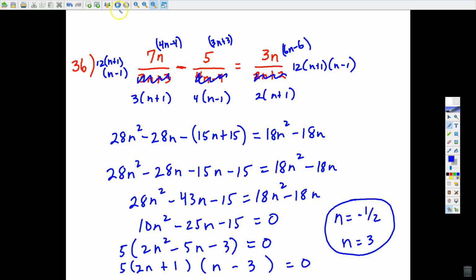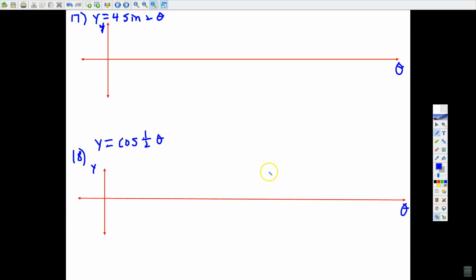I think the problems I forgot, I need to go back and do the graph, so I will do that now. Okay, I jumped over numbers 17 and 18, so we'll wrap it up with these two graphs. First of all, we're supposed to find the amplitude and the period, so let's do that real fast. The amplitude in this case is 4, so we can go ahead and make a mark here. This will be positive 4, and this will be negative 4.